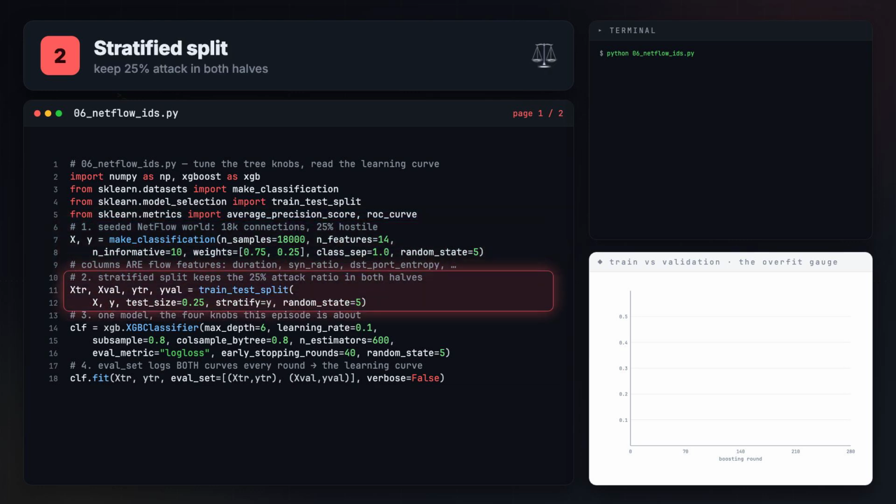Next, the split, a stratified 75-25 train validation cut, also seeded. Stratify matters. It keeps the 25% attack ratio identical in both halves, so the validation log loss is measured on the same class balance the model trained on. This validation set is the only thing standing between us and self-deception. Every honest number in this episode comes from it.